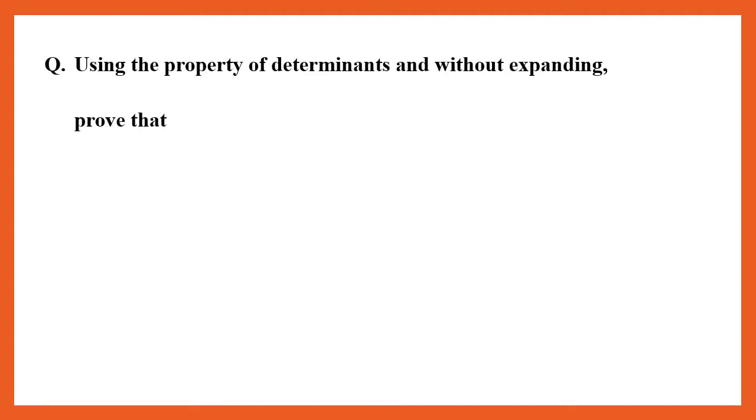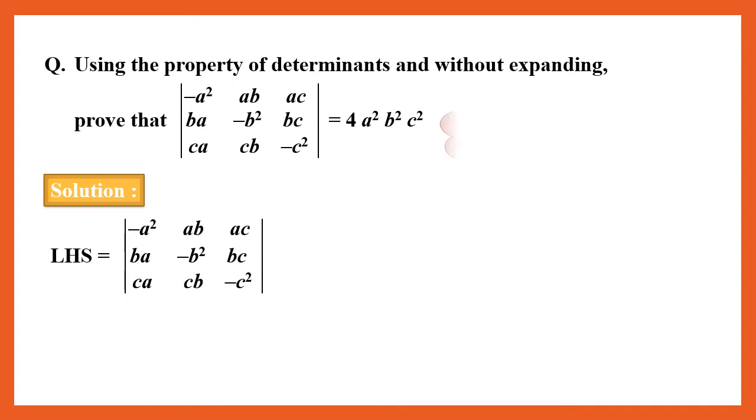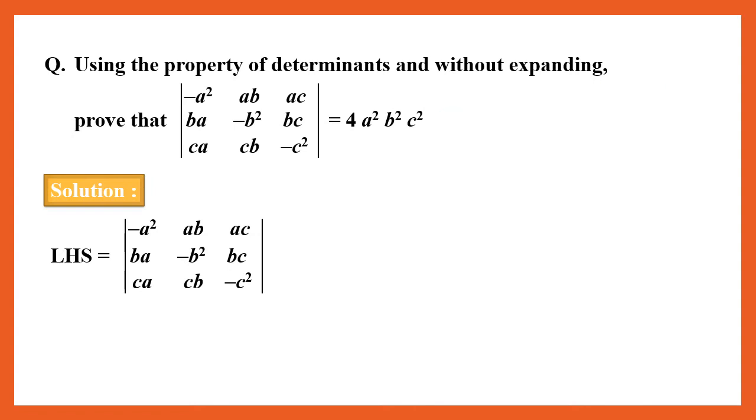Next, using the property of determinants and without expanding, prove that the determinant minus A square, AB, AC; BA, minus B square, BC; CA, CB, and minus C square is equal to 4 times A square B square C square. So consider the LHS. A very simple example. First we are taking A common from R1, next B common from R2 and C common from R3. So A, B, C is common.